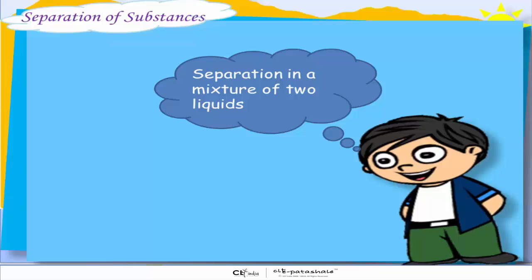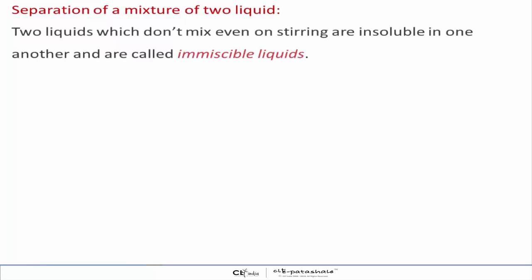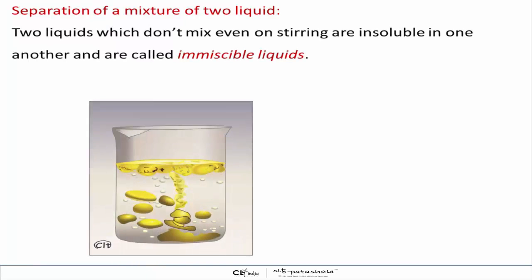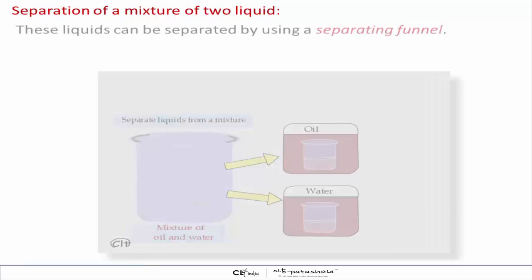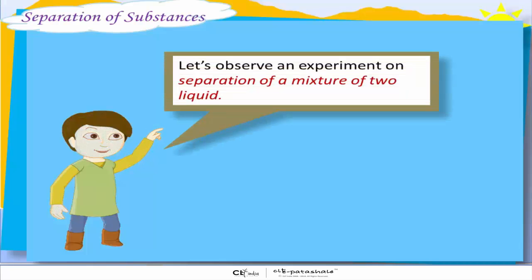Separation in a mixture of two liquids. Two liquids which don't mix even on stirring are insoluble in one another and are called immiscible liquids. These liquids can be separated by using a separating funnel. Let's take an example of oil and water. Let's do an experiment to see how this can be separated.